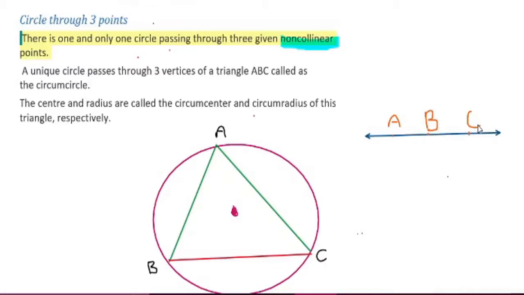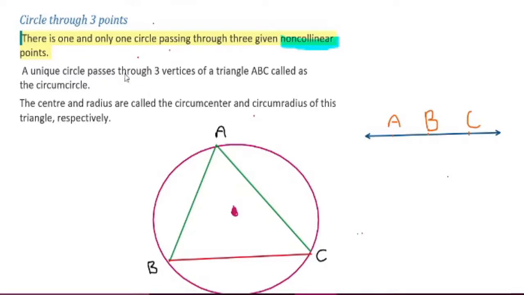Non-collinear points mean the points which are not collinear. So here A, B, C are 3 non-collinear points. If you join these 3 points, you will get a triangle. Now the theorem is: through these 3 points A, B and C, we can draw only one circle passing through all these 3 points. So I repeat the statement, there is one and only one circle passing through the 3 given non-collinear points.